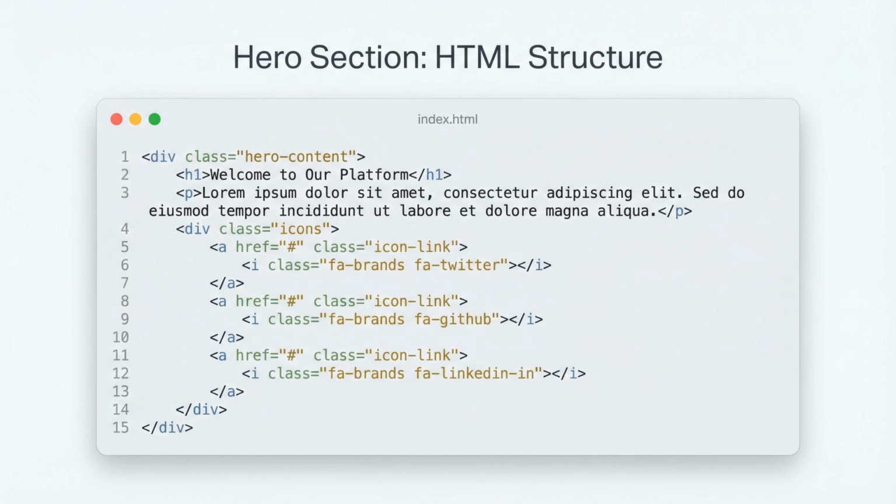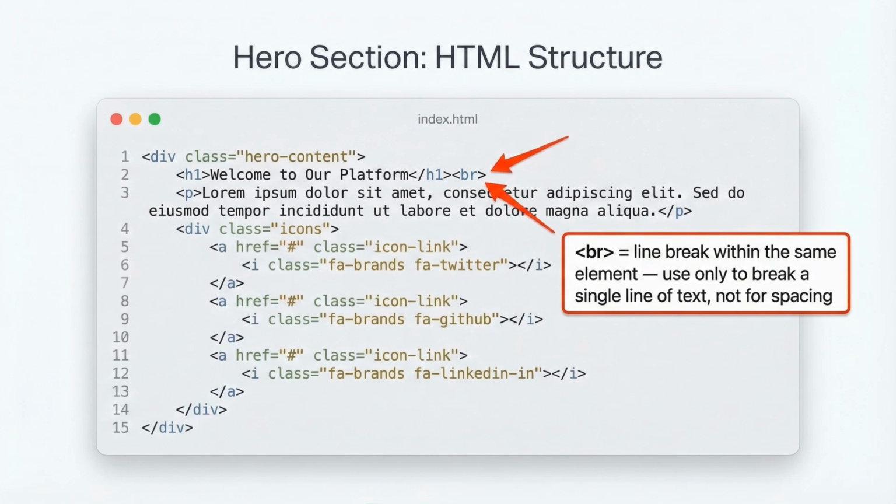Here's what the actual HTML looks like for the content side. We have a heading element, a paragraph with some placeholder text, and then a wrapper div for our icons. Each social media icon is wrapped inside an anchor tag, so when a user clicks the icon, they get sent to the corresponding social media link. The href attribute on each anchor tag holds the destination URL.